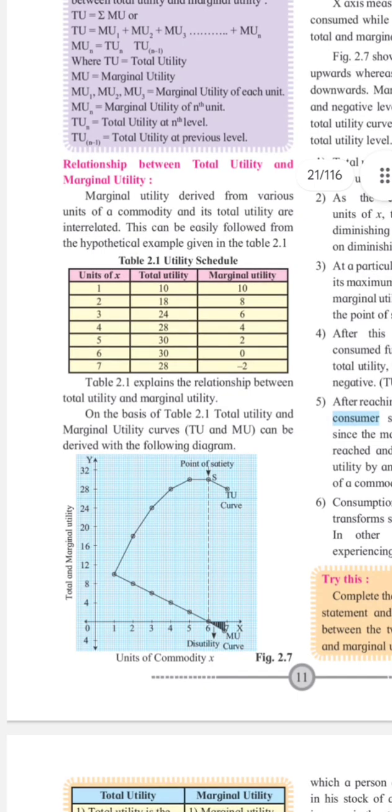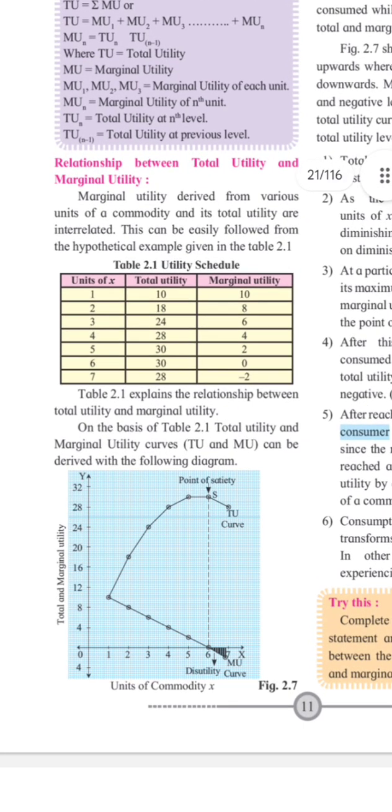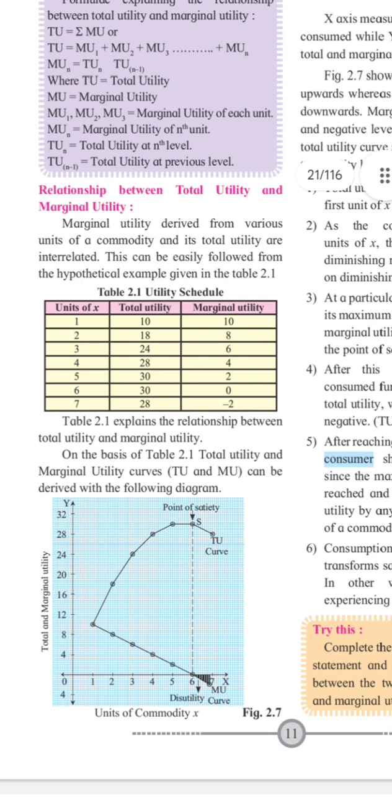Now you can see here the relationship between total utility and marginal utility. What is the relation between total utility and marginal utility? Marginal utility derived from various units of a commodity and its total utility are interrelated. This can be easily followed from the hypothetical example given below. You can see here units of X, total utility and marginal utility. As total utility increases, at one point it becomes the point of satiety where it stops. From there, marginal utility decreases. It goes to negative. It becomes disutility.